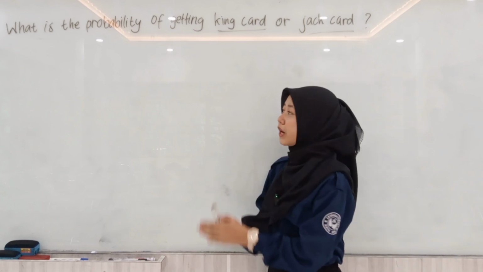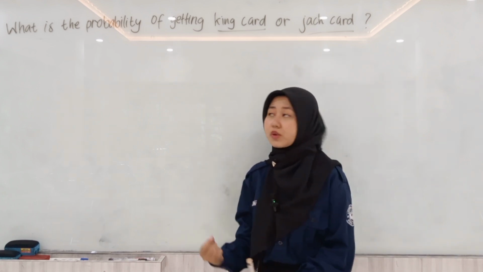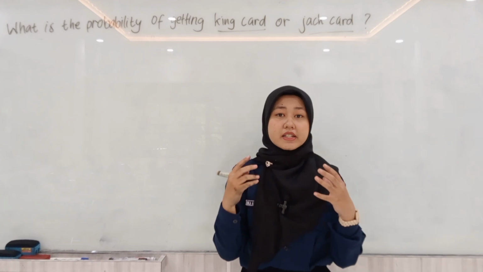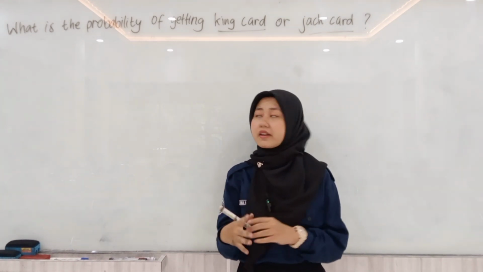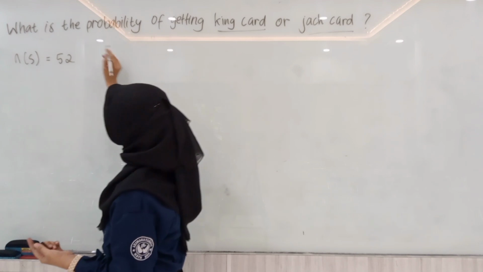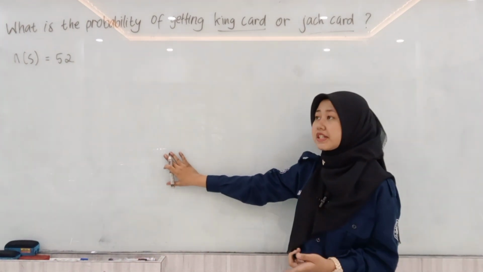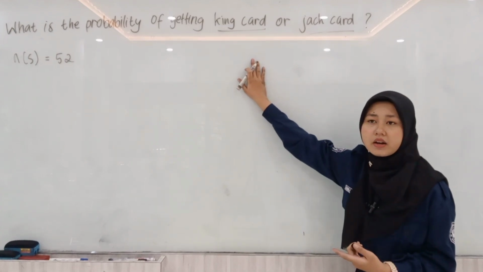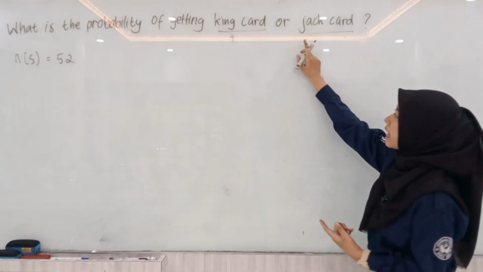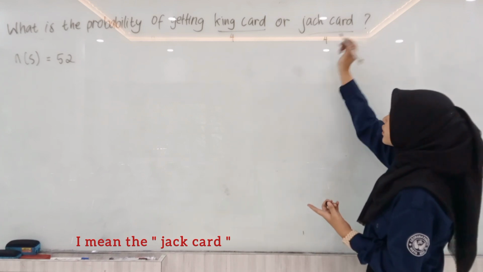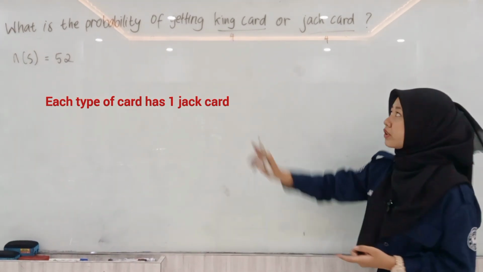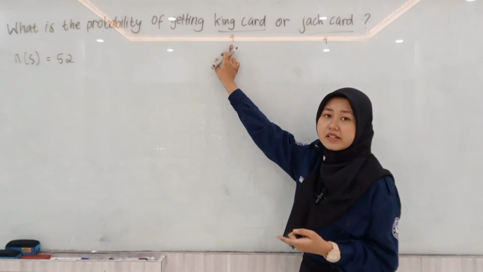Okay guys, now we want to answer a question on mutually exclusive events, and the question is, what is the probability of getting a king card or a jack card? We know in the deck of cards, the number of elements in the sample space is 52. And from the previous question, we know the number of king cards is 4. And it's the same with the jack cards. There are 4 too, because each type of card from the deck has 4.